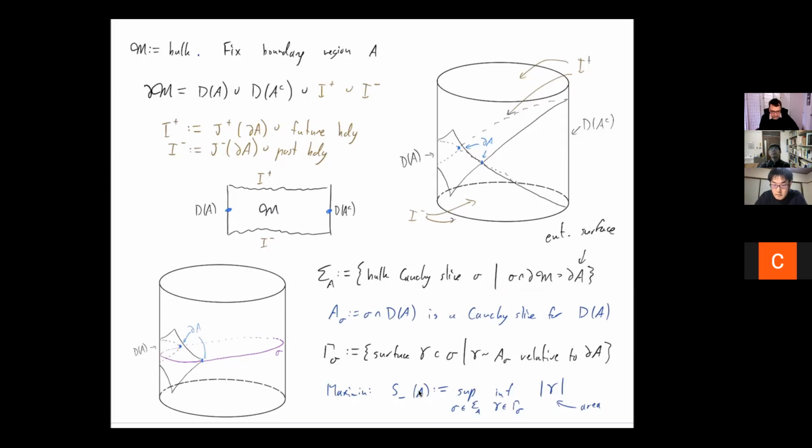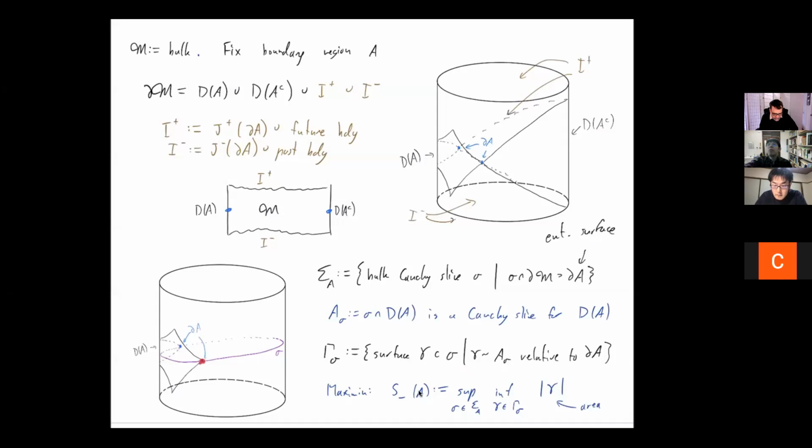Given a Cauchy slice that contains the entangling surface, it intersects with the boundary domain of dependence on some boundary region, which is a Cauchy slice for the boundary domain of dependence. Okay, and I'll call that A sub sigma. So A sub sigma is the intersection of sigma with the boundary domain of dependence of A. And then to do maximin, we want to consider bulk surfaces that are homologous to A sub sigma, in relative homology. If you're not familiar with relative homology, it's not that crucial, but basically this implies that the surface gamma, which is a bulk codimension two surface, meets the boundary or is anchored on the entangling surface.